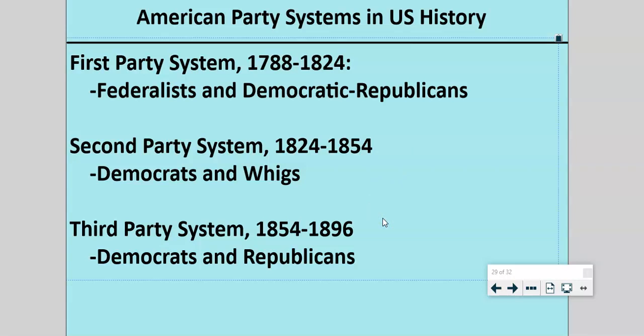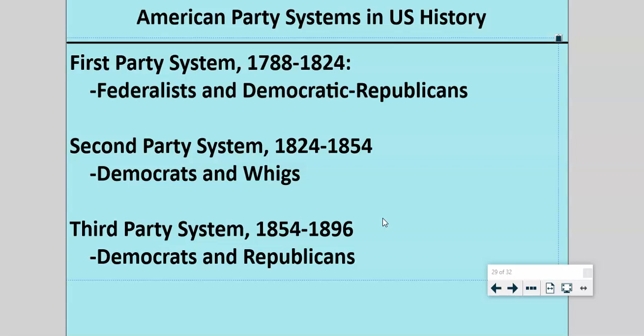Then you get the third party system. This, you can see, comes with the birth of the Republican Party in 1854 and the death of the Whigs. So now in the third party system, you've got a lot going on here because it's just such a huge time of change in American history. We're leading up to the Civil War, then Reconstruction, then the Gilded Age, then the end of the Gilded Age, right? There's a lot going on during this time period.